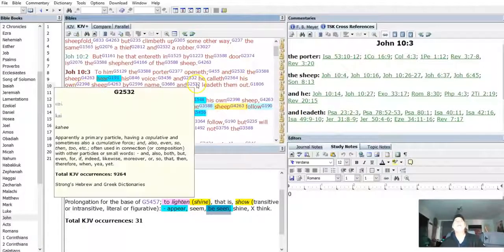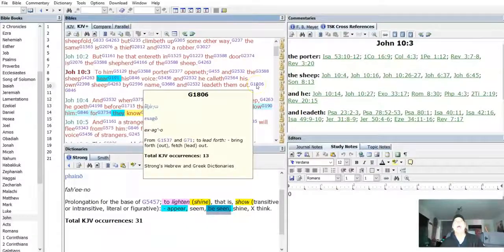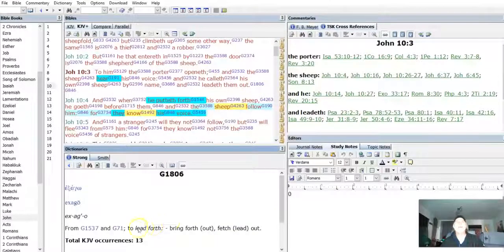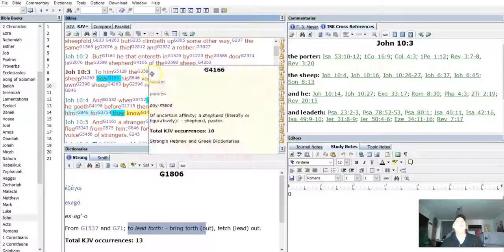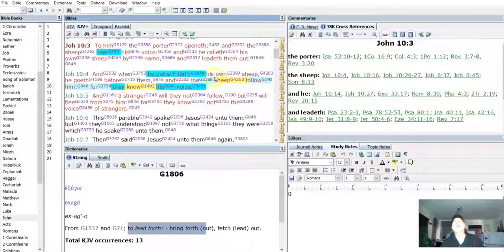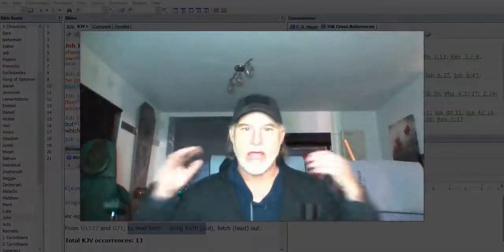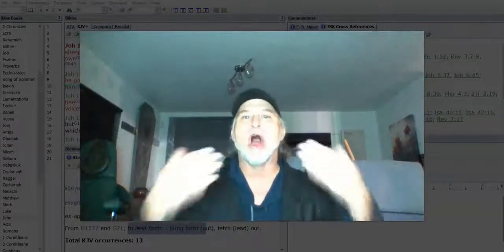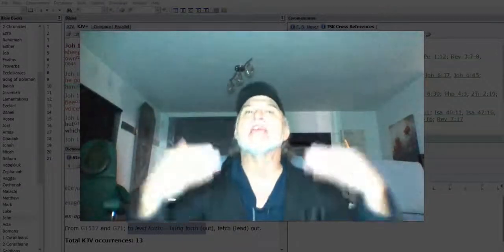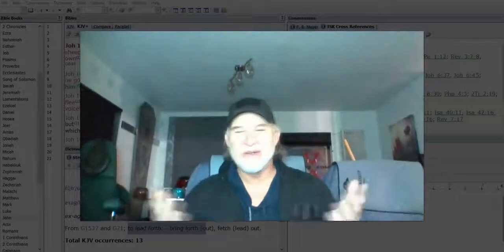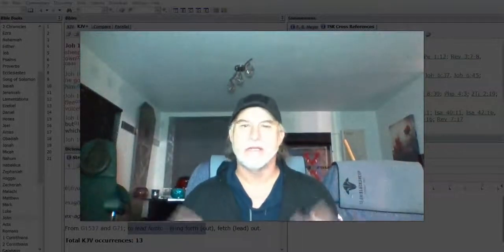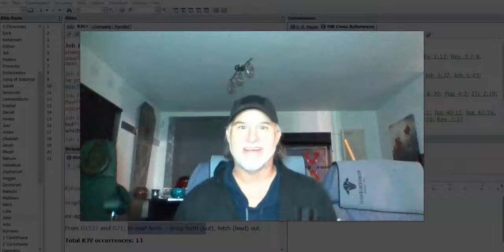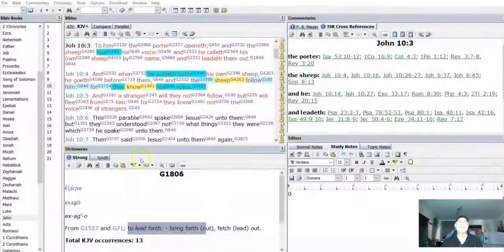"And he calleth his own sheep by name, and he leadeth them out." Okay, he leadeth them out, to lead forth, to bring out. But look, "and when he putteth forth his own sheep, he goeth before them." Ready? Expand your mind. "When he putteth forth his own sheep, he goeth before them." Well, who's he? He's El, the Almighty God. He's a ram. He's a sheep. Watch this. "When he putteth forth his own sheep."